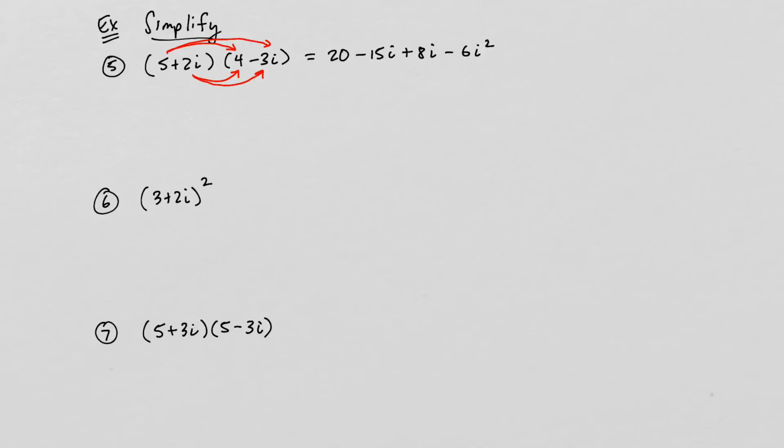So the last thing we need to do now is simplify our answer. Well, negative 15i and positive 8i combine together to give us negative 7i. And then remember, i squared is negative 1. And so instead of writing negative 6i squared, that's negative 6 times negative 1. And this can be simplified to 20 minus 7i plus 6. And finally, we can add 20 and 6 together to get 26 minus 7i.